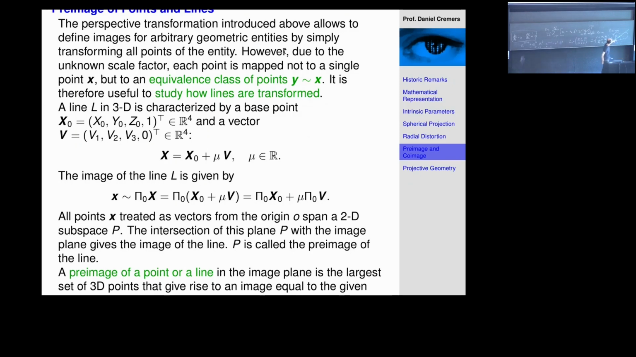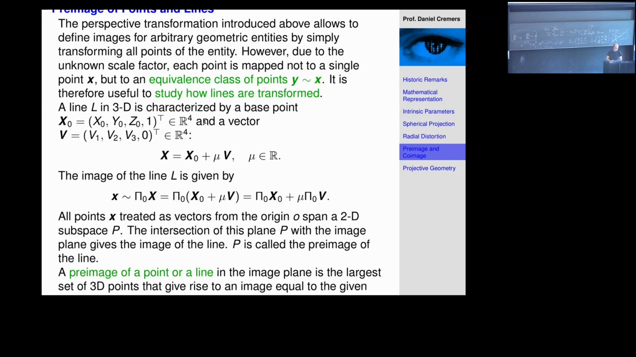So if I have a point on the screen, then the corresponding pre-image is the line. Which line? The line that connects the point to the origin of your camera. So that line that goes through the origin of the camera and the observed point, this is called the pre-image. And we can distinguish pre-image of lines and of points. And here, this is the pre-image of a point, but we can also talk about the pre-image of a line. And so this is what we're going to do here.